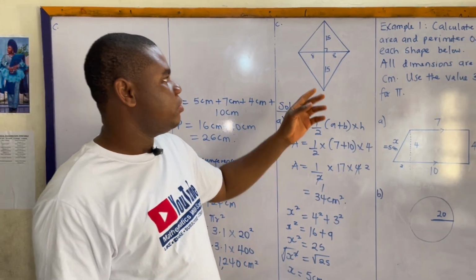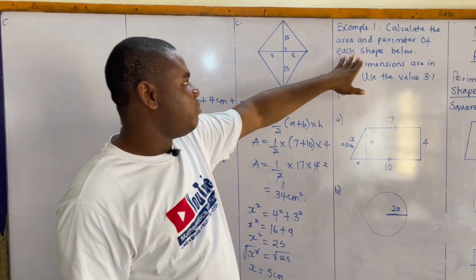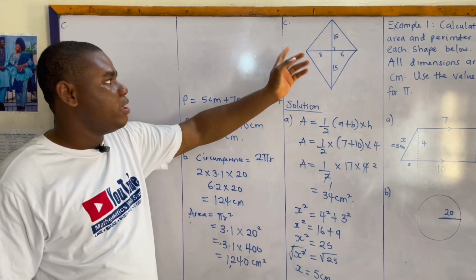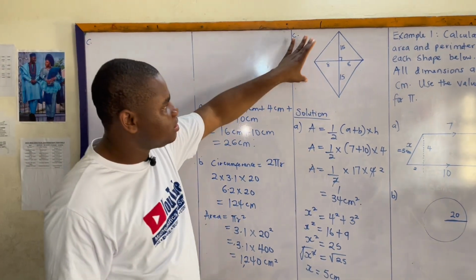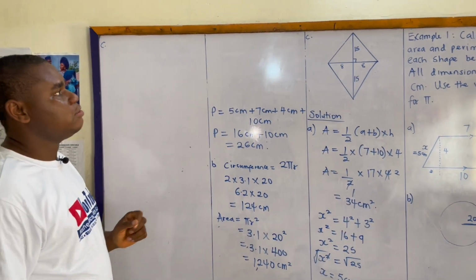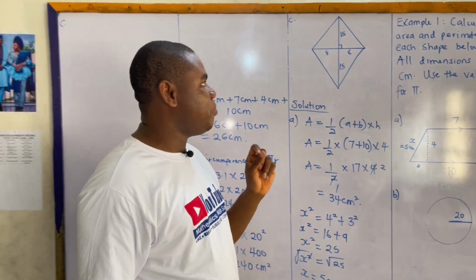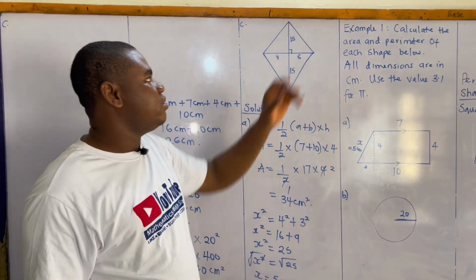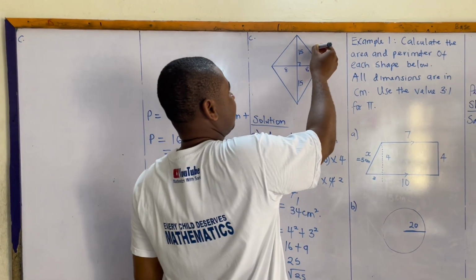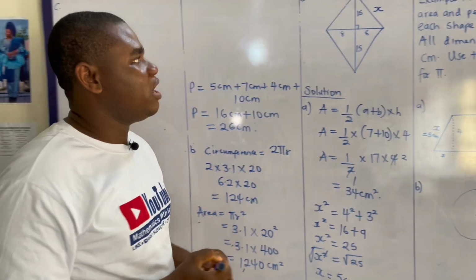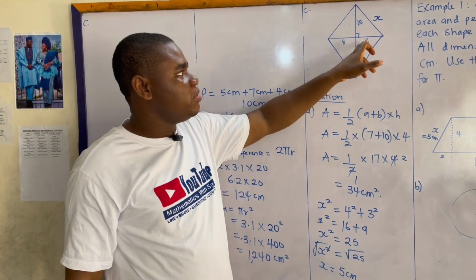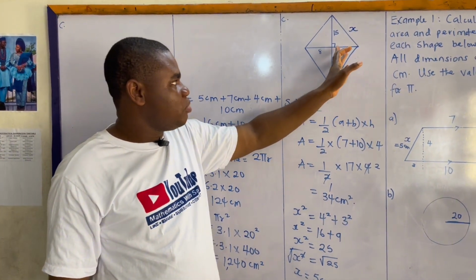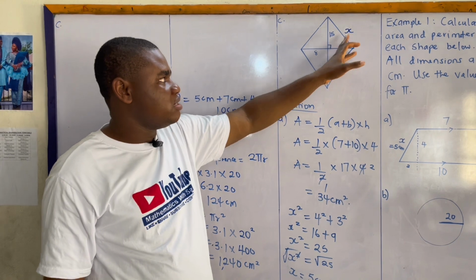For the final example, we have to calculate the area and perimeter of each shape below. In this case, we are going to calculate the perimeter of the shape here, which is a kite. To calculate the perimeter might not seem possible, because we have not been given any of the sides here. But we can use the Pythagoras theorem to get x. This is the right angle triangle, and this is the hypotenuse.